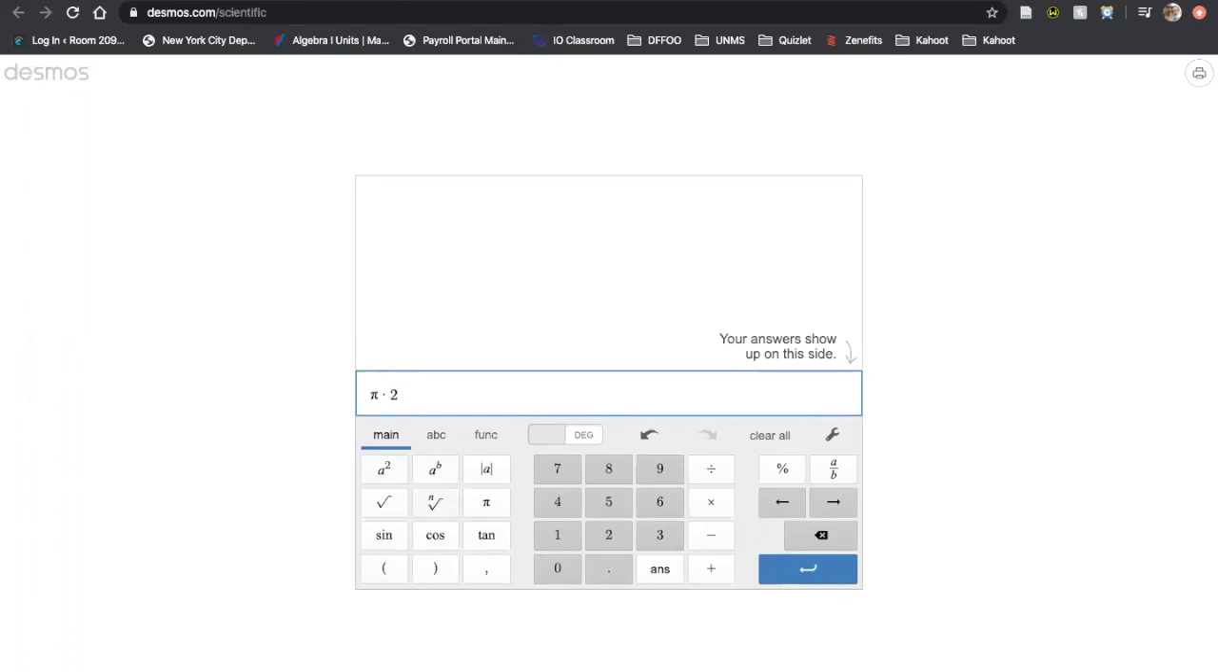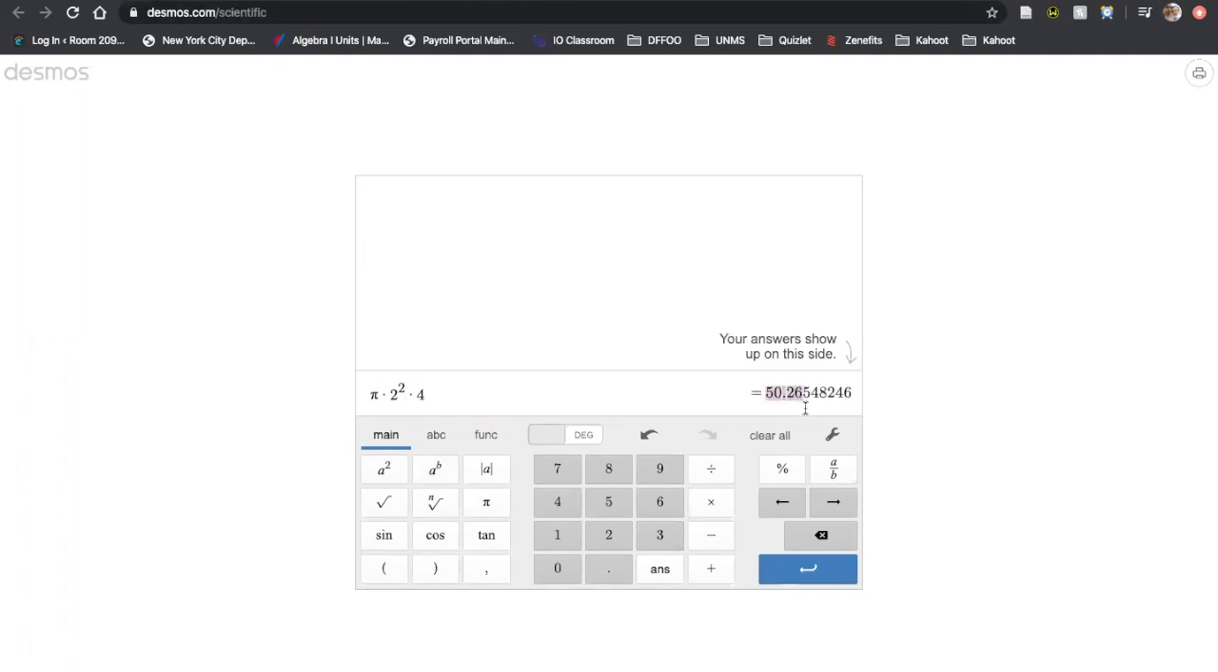Or if I need a different exponent, this key here that says a to the b is going to let me choose whatever number I need. So pi times 2 squared, I push the arrow to the right, multiplied by our height, remember, was 4. And boom, here's my answer right here.